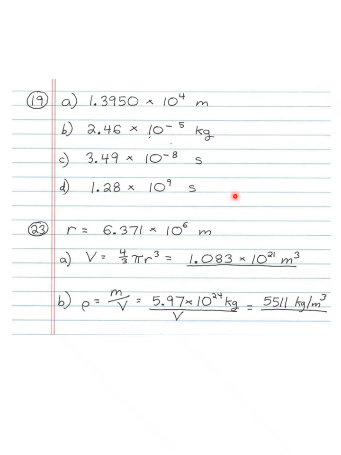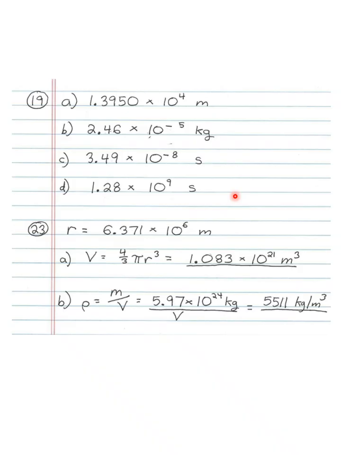And finally, the last one, it says 1,280,000,000. And so we're going to move the decimal point to the left 9 spaces, effectively dividing by 9 powers of 10. And we'll balance that out by multiplying by 10 to the 9th. So we have 1.28 times 10 to the 9th seconds.